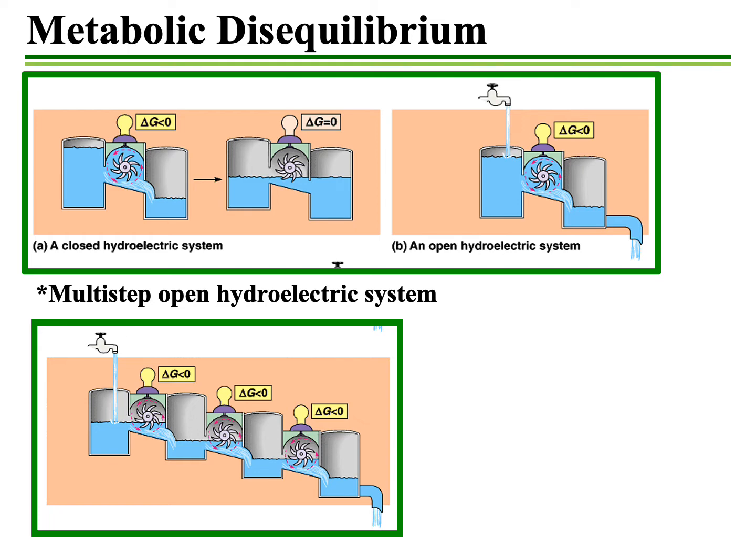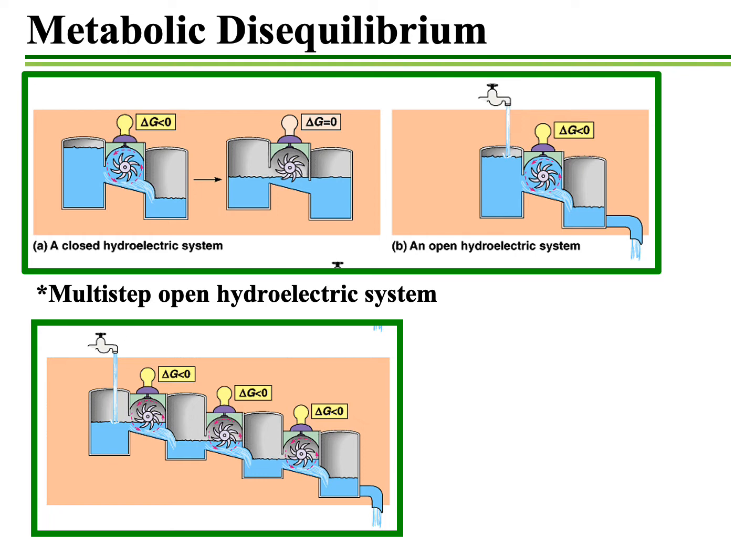Lastly, in the bottom panel, we discussed that we could make this system even better. The way we can make this system even better is to have a series of reservoirs or tanks, each one at a slightly lower level than the one before it. Also utilize an open system where water can continually flow in reservoir 1 and exit reservoir 4.